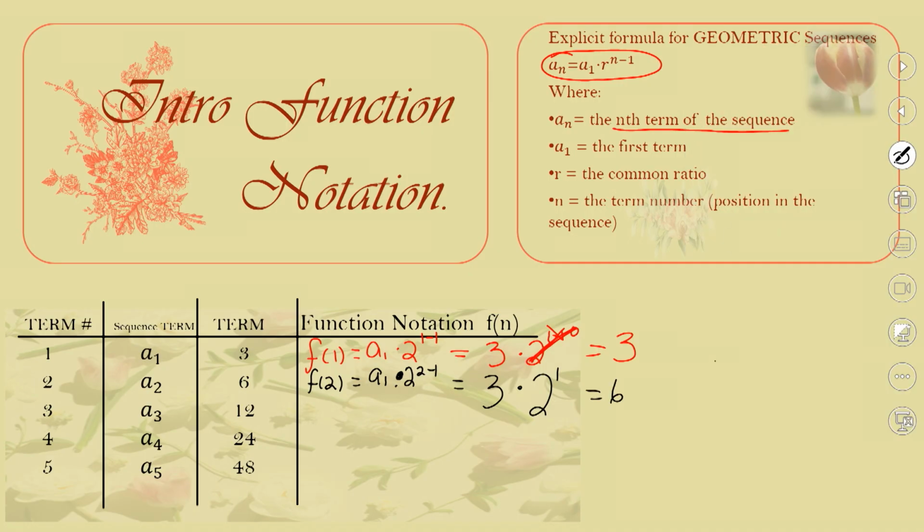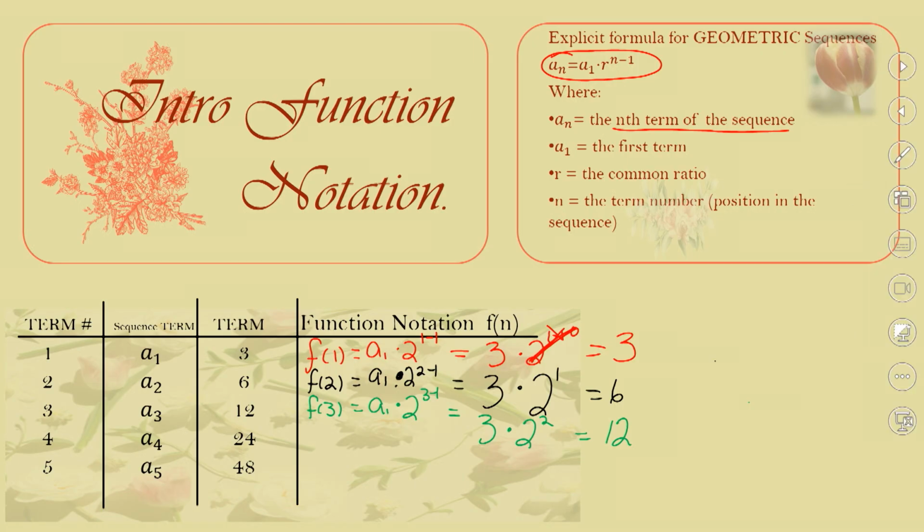Let's do dark green. So let's do our third term. So we're looking at f of 3. So I have a sub 1 times 2 to the 3 minus 1 power, and that's going to look like a sub 1, where we started this sequence, was 3 times 2 to the 3 minus 1 would be 2 power. Obviously, 2 squared is 4. 3 times 4 is, you're right, it's 12.